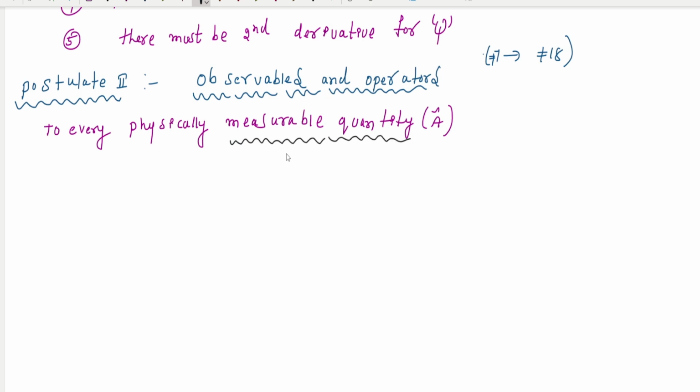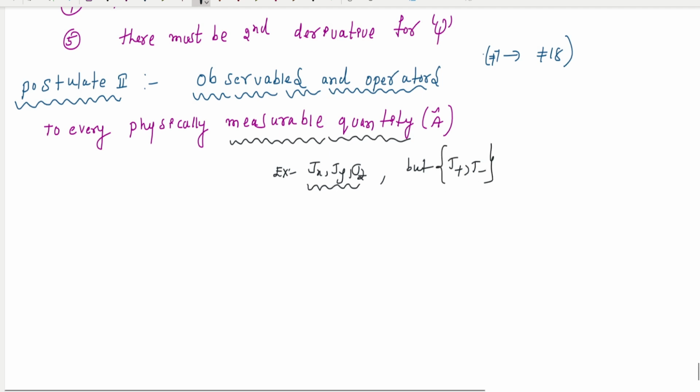We already discussed the Hermitian operator, so please go and watch that. Then you can observe what the physical quantities are. For your curiosity, I'm going to give one example here. Jx, Jy, Jz are physical measurable quantities, but J plus and J minus are not physical observable quantities.